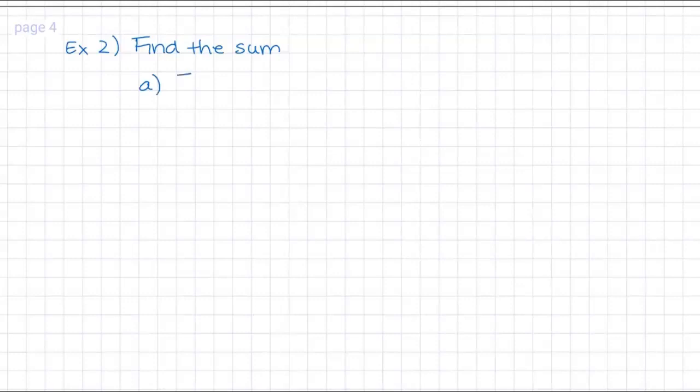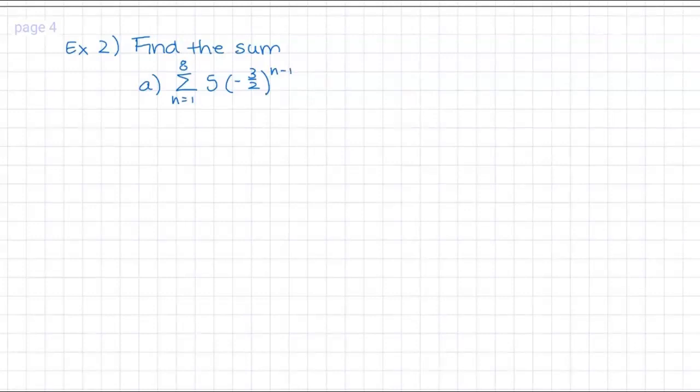So the second example. Now let's look at sums. We have 3 more examples. Full disclosure. Let's say find the sum. And let's say that one of them is the summation as n goes from 1 to 8 of 5 times negative 3 halves to the n minus 1.